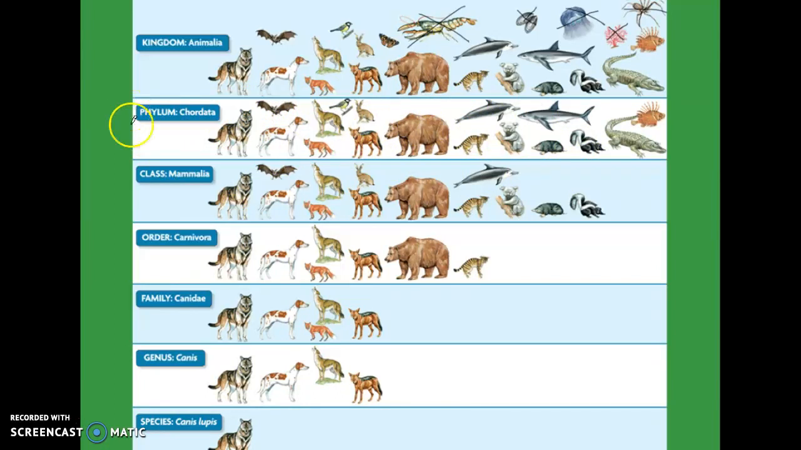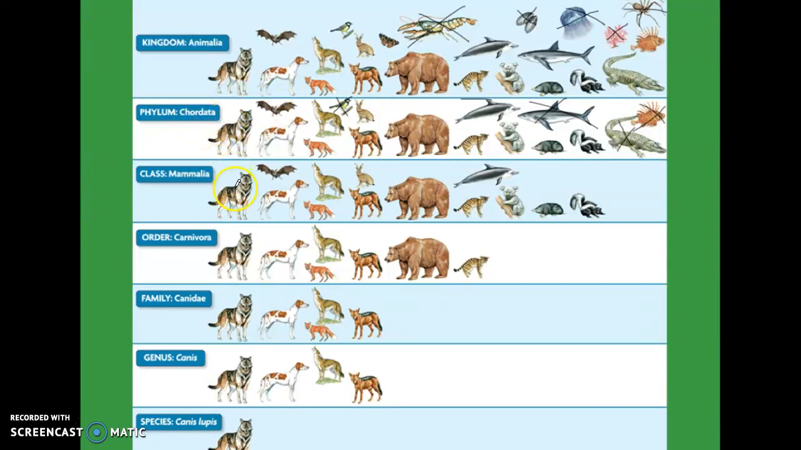Then we go to class. So kingdom and phylum. Now class is Mammalia, so all mammals. Birds aren't mammals. Dolphins are mammals. Sorry, sharks aren't mammals. And fish aren't mammals. And alligators aren't mammals. So fish, reptile, fish, bird. Not in the Mammalia group.